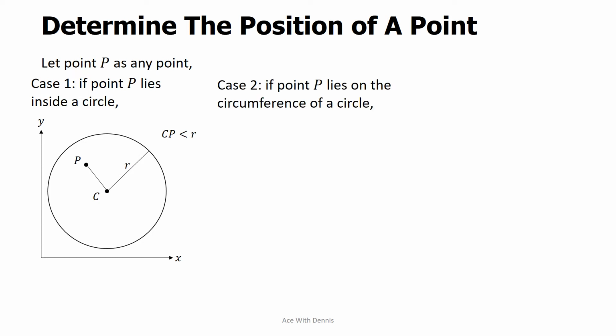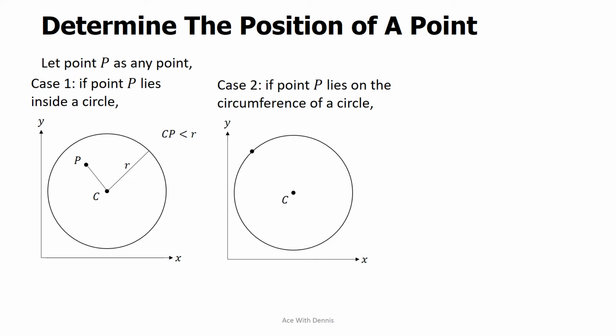Case number 2, if point P lies on the circumference of a circle. To illustrate this case, this is the circle with the center C, and this is point P. This is the length of PC, and this is the radius r. So from here, we can see that the length of CP equals the radius r.